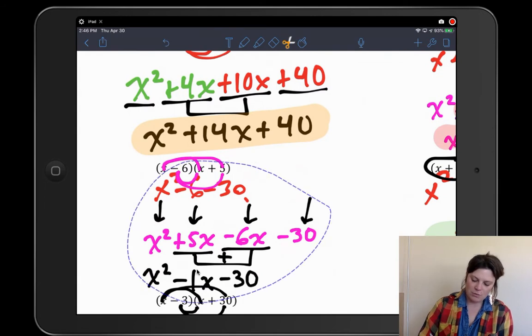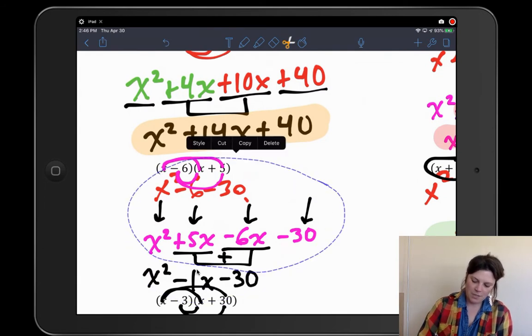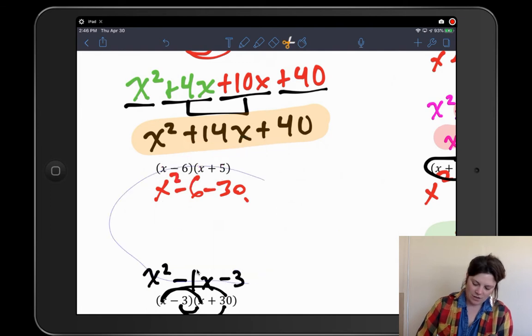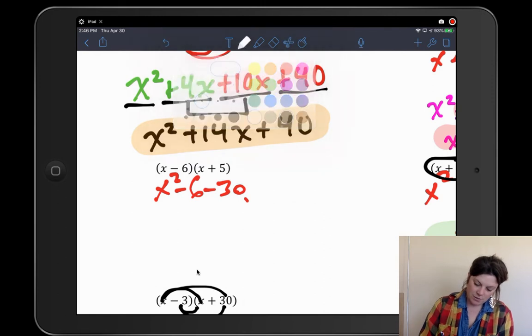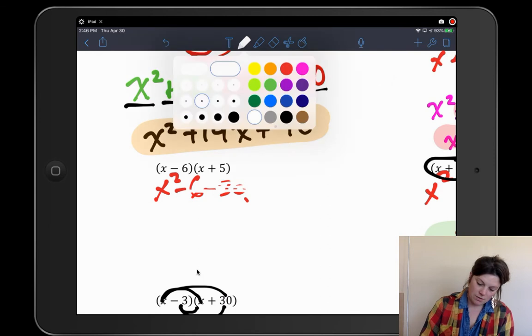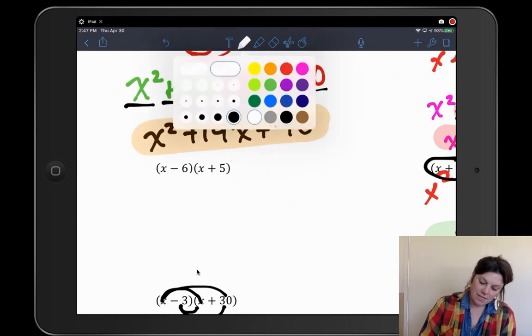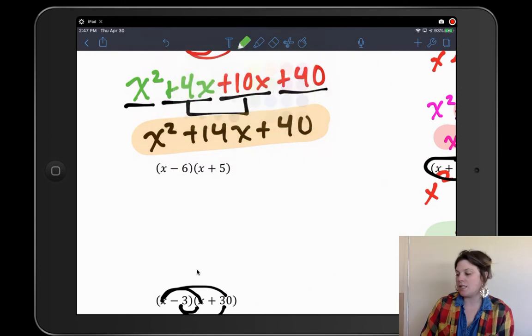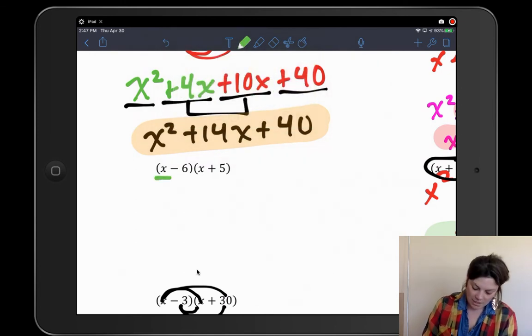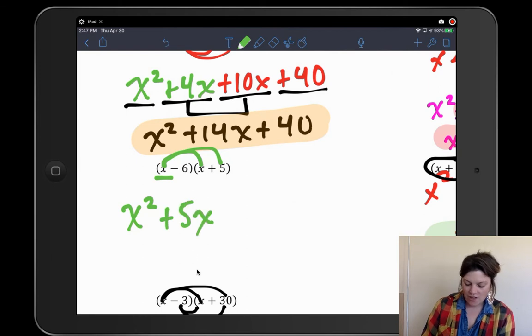Maybe make it a little more tricky. What happens when we have a negative involved? And right on top of this person's work here. Okay. One more time. Okay, so let's go through and do that same process. We are going to multiply the x times the second binomial. So x times x is x squared. X times positive 5 is positive 5x.